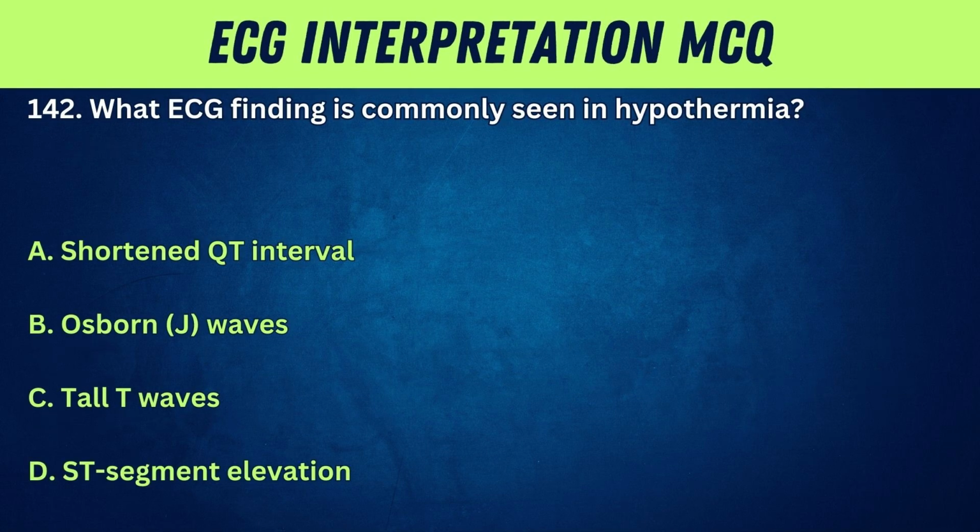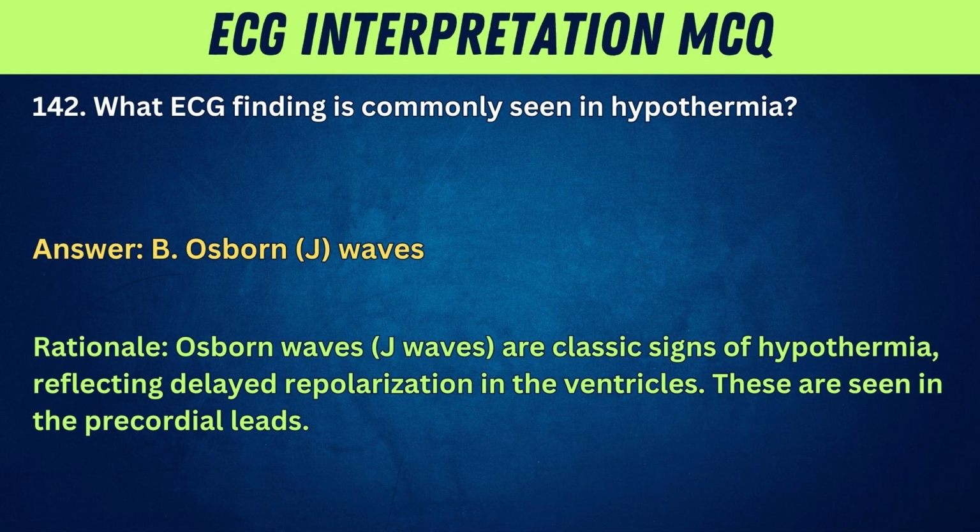142. What ECG finding is commonly seen in hypothermia? A. Shortened QT interval. B. Osborn J waves. C. Tall T waves. D. ST segment elevation. Answer: B. Osborn J waves. Rationale: Osborn waves, or J waves, are classic signs of hypothermia, reflecting delayed repolarization in the ventricles. These are seen in the precordial leads.